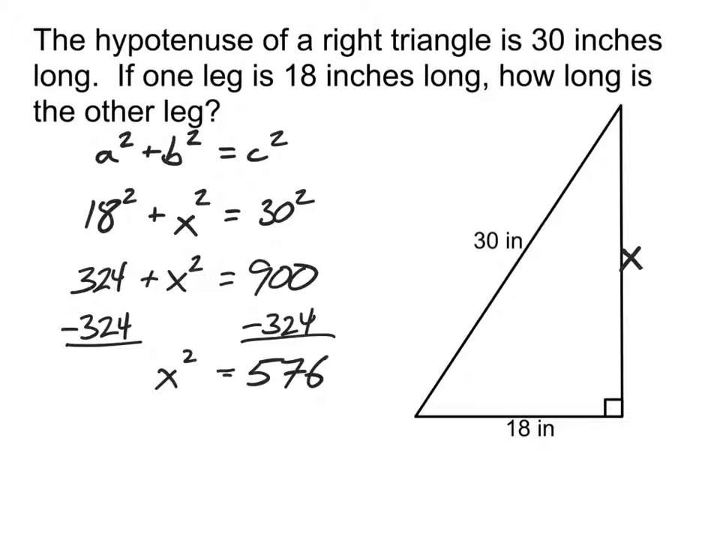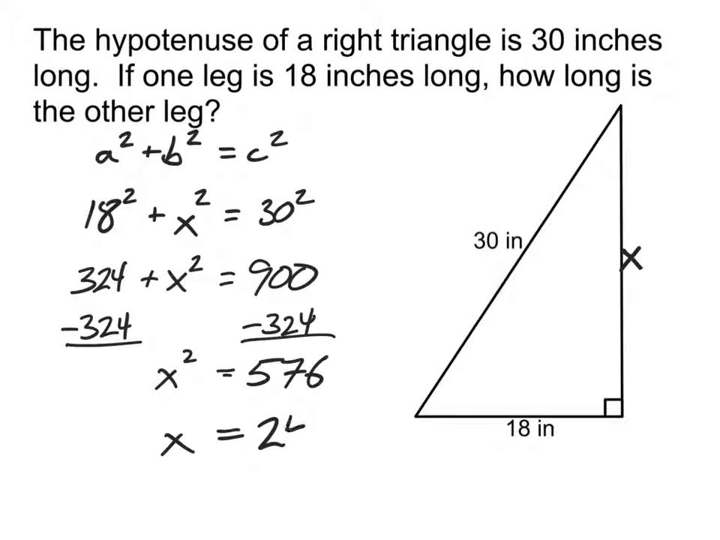But remember, that's x squared, not x. If x were 576 inches long, we'd have a bit of an odd-looking triangle. In fact, it'd be an impossible triangle. So remember, to find out what x is, we still have to take the square root of 576. And sometimes that gives us nice pretty numbers, and sometimes that gives us decimals. In this case, it gives us a nice pretty number.